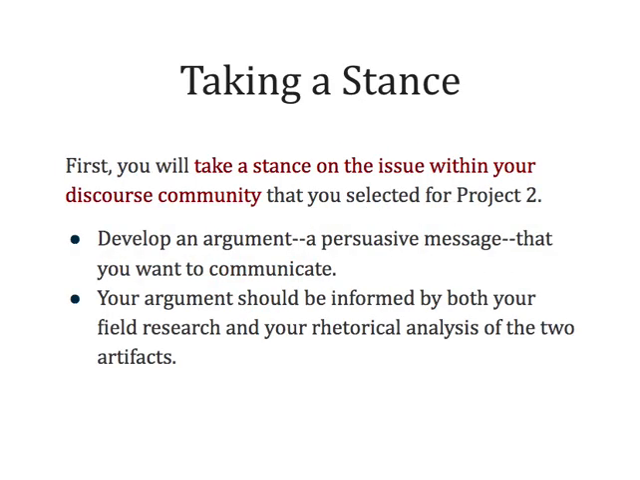To get started, students will take a stance on the issue within their academic field or discourse community that they selected for Project 2. This project is, ultimately, a persuasive campaign. Students will develop an argument or a persuasive message that they want to communicate. This argument should be informed by both their investigative field research and their rhetorical analysis of the two artifacts. These earlier projects should suggest not only the kinds of arguments that would be appropriate for their discourse community, but also the rhetorical strategies used to communicate in those genres.